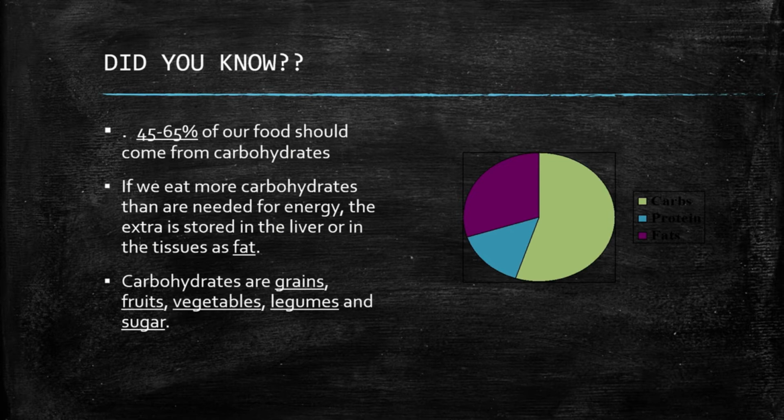Okay? Or, if there's still extra sugar in the blood, tapos marami ka ng stored glycogen sa katawan, then the sugar will be converted into fat. This is why those who consume sugary products are more prone to be fat or nagiging overweight. So, carbohydrates are grains, fruits, vegetables, legumes, and sugar.